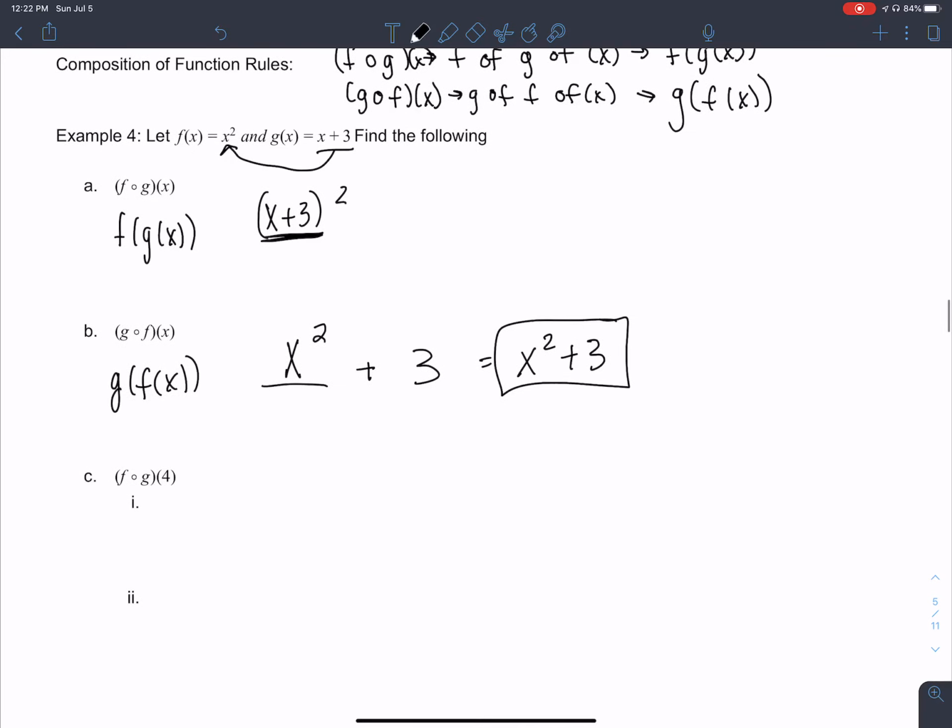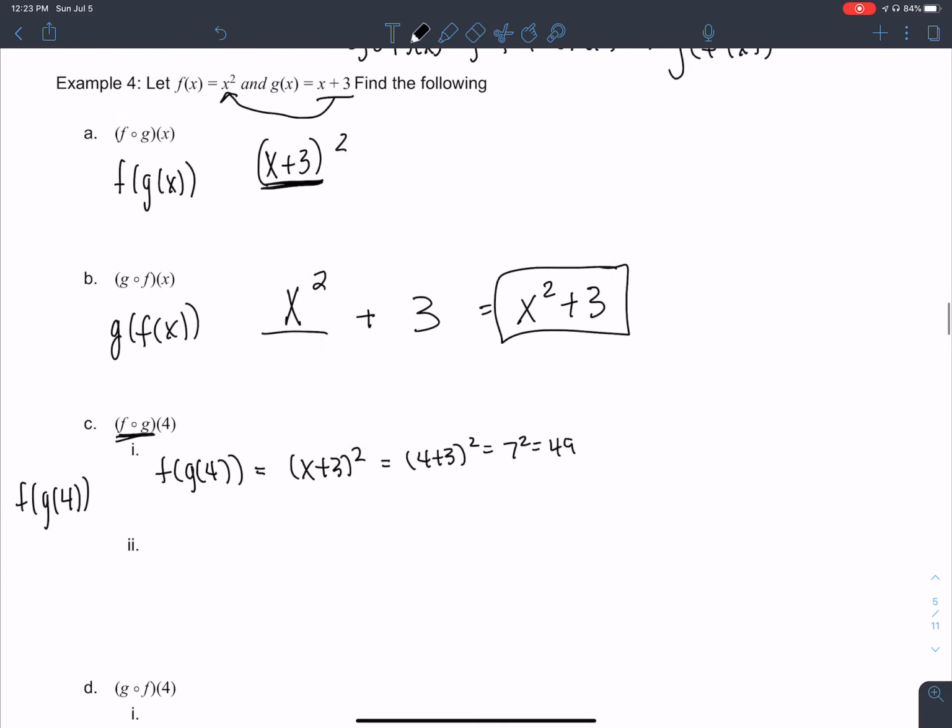All right. So C, f of g of 4. There are two ways you can do this, and I'm going to show you both ways. You can get the composition first, then put in 4, or you can start from the inside out. So f of g of 4. We've actually already found f of g, which I'm going to redo. So f of g we found was x plus 3 squared. Now I plug in 4. 4 plus 3 squared gives me 7 squared gives me 49.